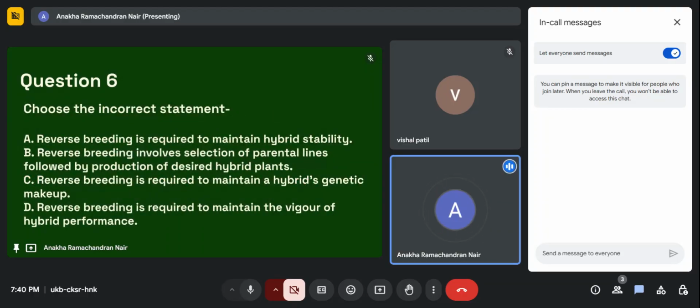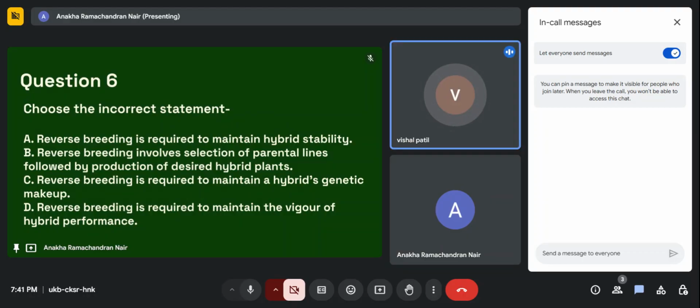Question number 6 is: you have to choose the incorrect statement, and there are four statements given to you. Reverse breeding is required to maintain hybrid stability. Reverse breeding involves selection of parental line followed by production of desired hybrid plants. Reverse breeding is required to maintain a hybrid's genetic makeup, and reverse breeding is required to maintain the vigor of the hybrid performance. So, one of these statements is incorrect. What do you think it is? Means incorrect statement I have to identify. Yeah, you have to identify the incorrect statement.